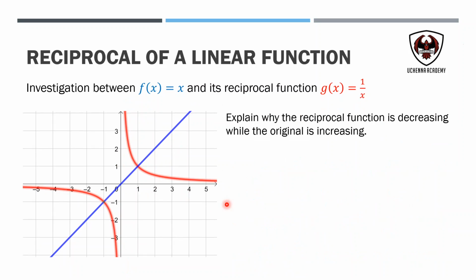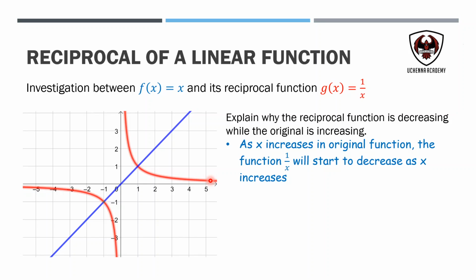Lastly, explain why the reciprocal function is decreasing while the original is increasing. You can tell that the original function is always going up, so it's always increasing. The reciprocal, 1 over x, is actually the opposite, always decreasing. It's going down as I go from left to right. Even the second piece, I'm going from left to right, and it's going downward. So why is that?